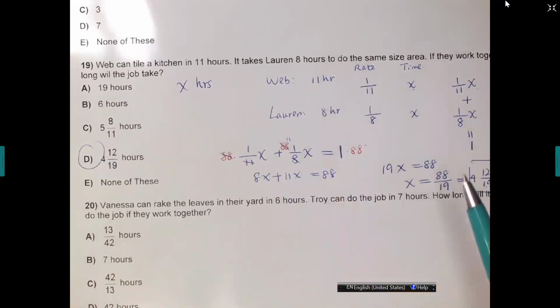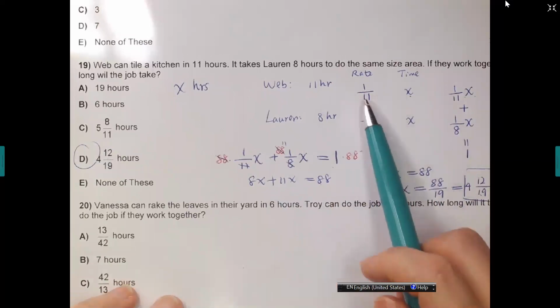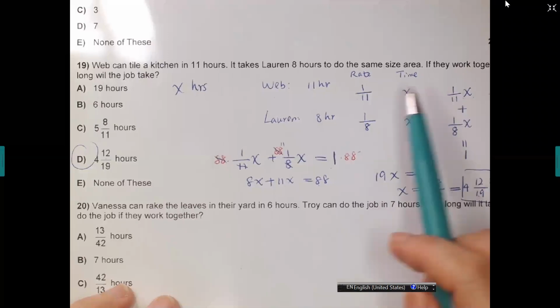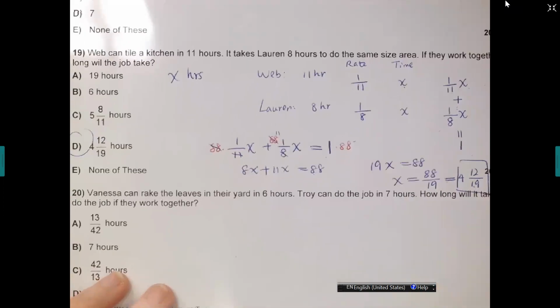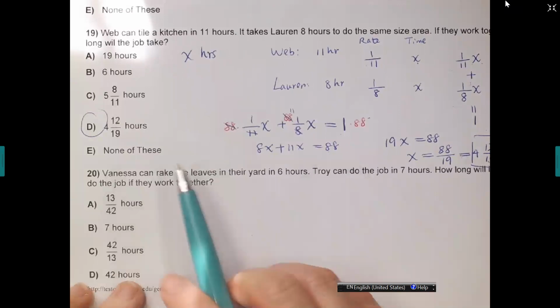So what we do here, we just assume the entire job is 1. Then find the rate of each person. Rate times total time, that's the work done by each one. Then when all the work is done, that means the sum of the work done by each person equals what? We get this rational equation here. And another example here, so follow this.